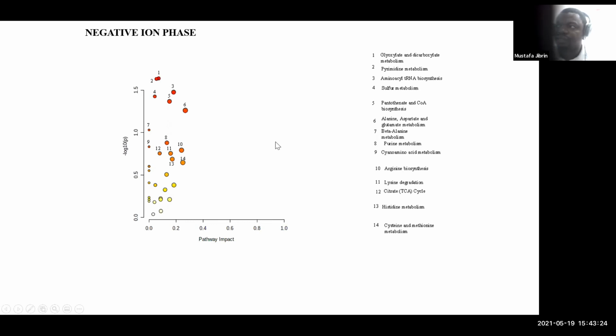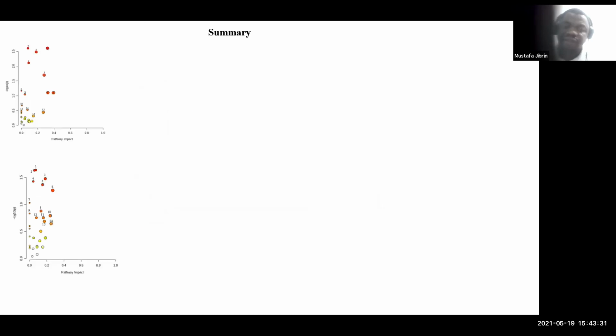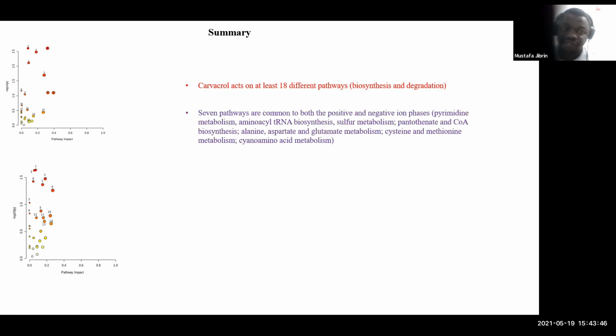What we find is that there are some common pathways and also some different pathways. But in all, if you put everything together, we can say that Cavacro acts on at least 18 different pathways, whether it is biosynthesis or degradation. Based on what we found, at least 18 different pathways have been affected.